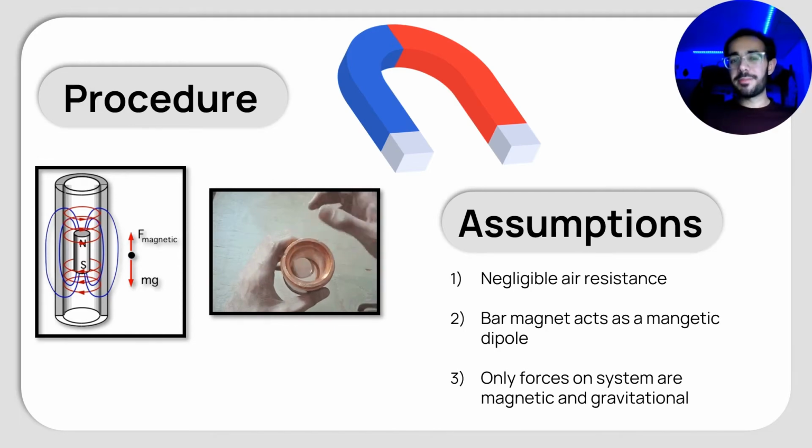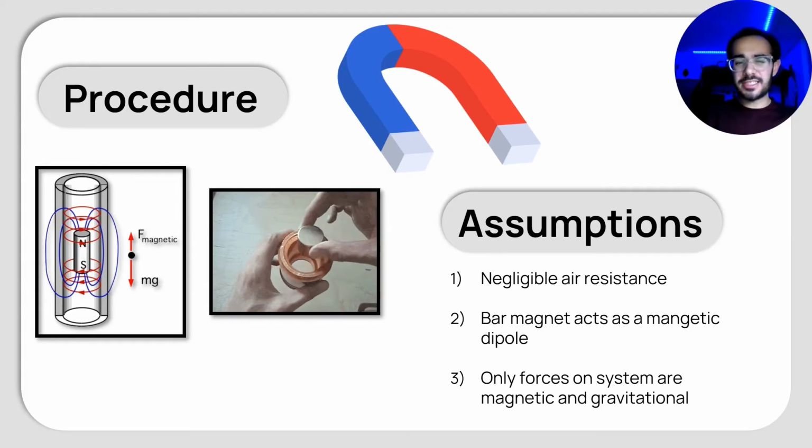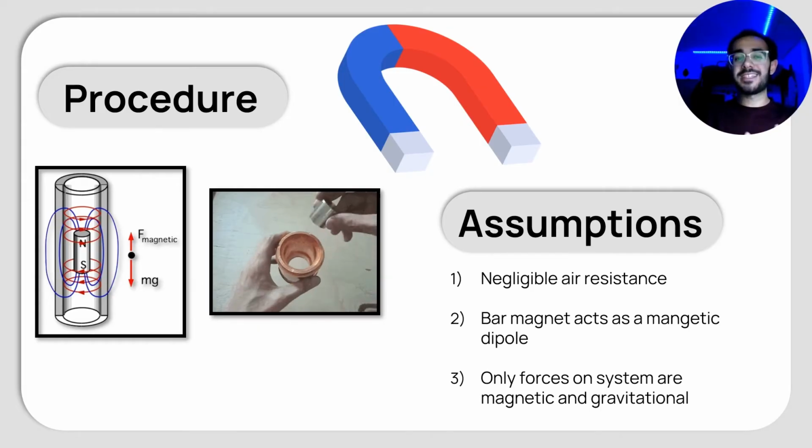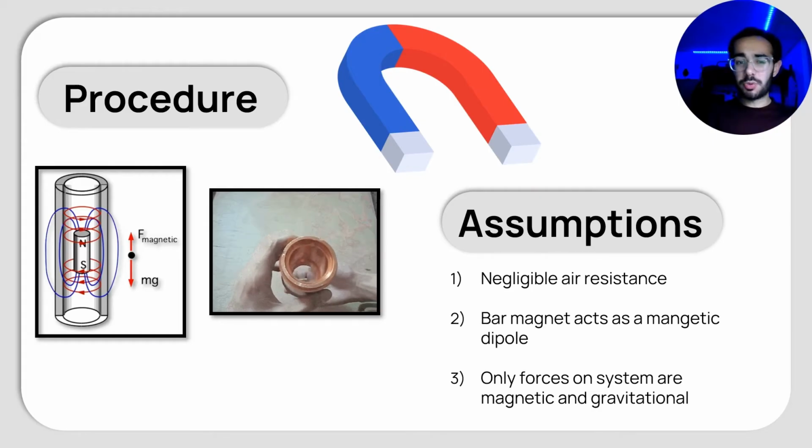Now to do so, I need to make a few assumptions, such as air resistance being negligible, the bar magnet acting as a magnetic dipole, and the only forces present are the magnetic and gravitational forces.